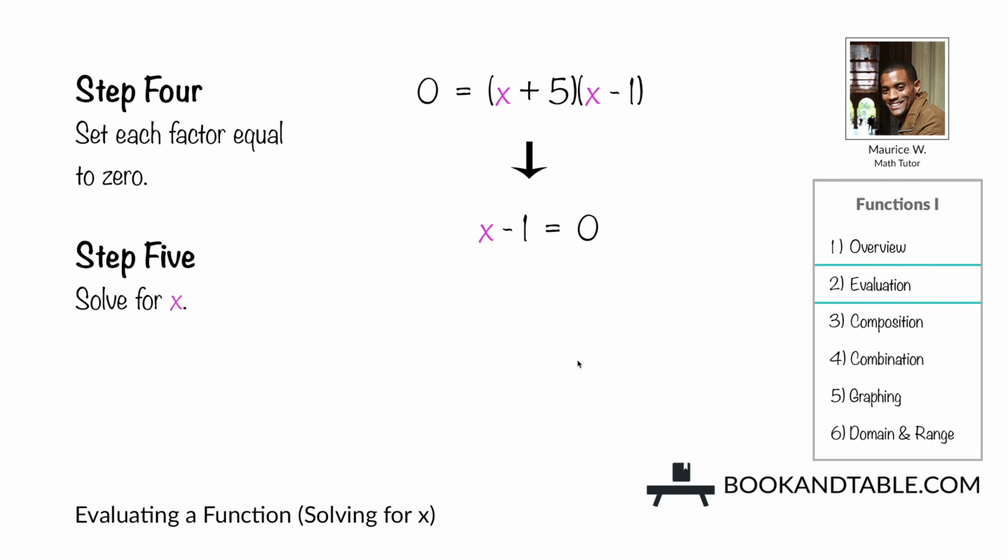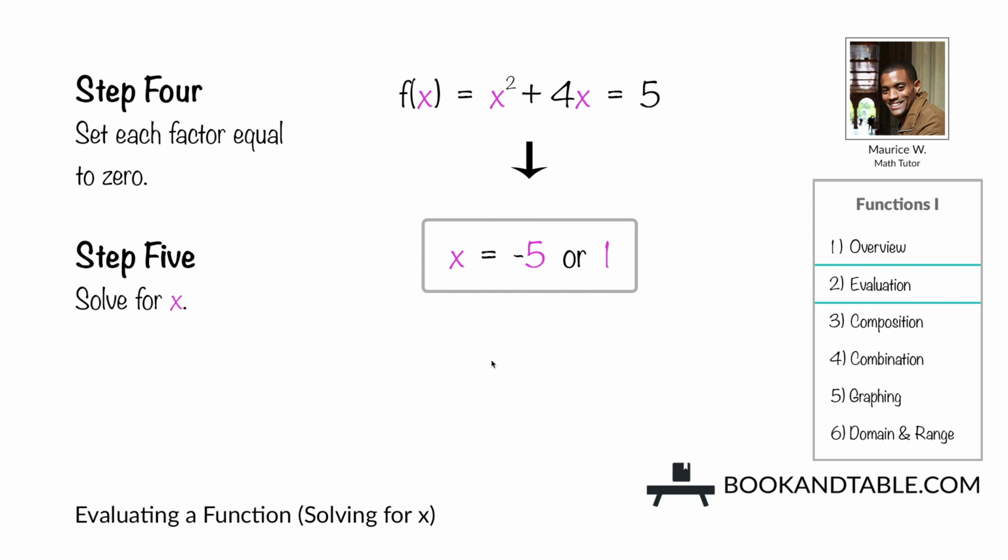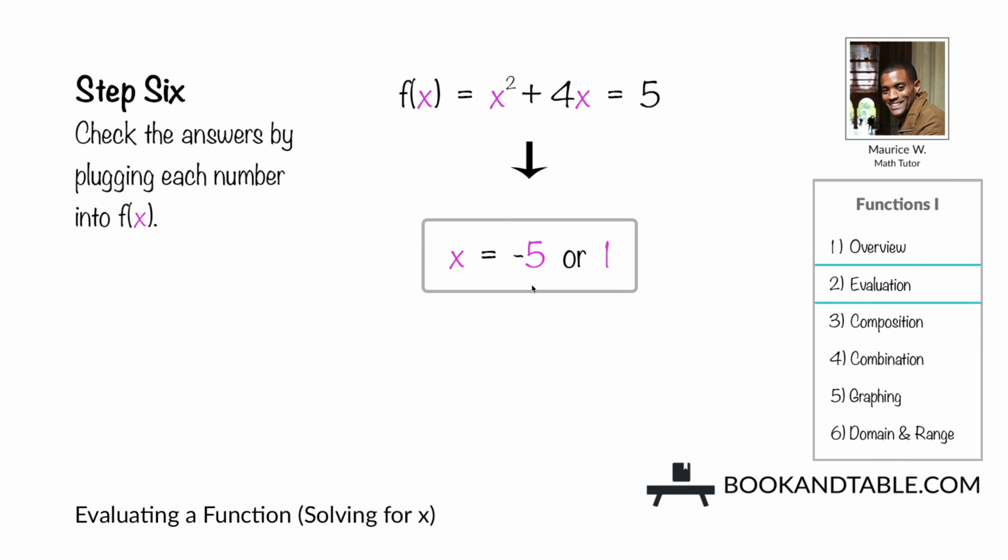And we want to set the second factor, x minus 1, equal to 0. And we solve for x by adding 1 to both sides, showing us x is equal to 1. So when this function is equal to 5, x can be equal to -5 or +1. And we can check this answer by plugging each number into f of x.